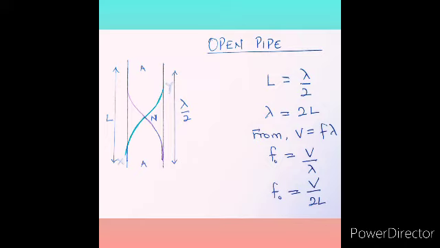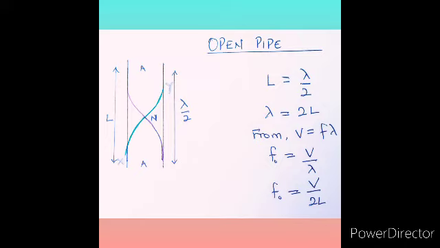So a quarter plus a quarter gives us what? Half a wavelength. You can also see that between an antinode and a node, you have a quarter of a wavelength. And between a node and an antinode upward, you also have a quarter of a wavelength. So the distance between two successive nodes is equivalent to what? Half a wavelength. And the distance between two successive antinodes is equivalent to what? Half of a wavelength.